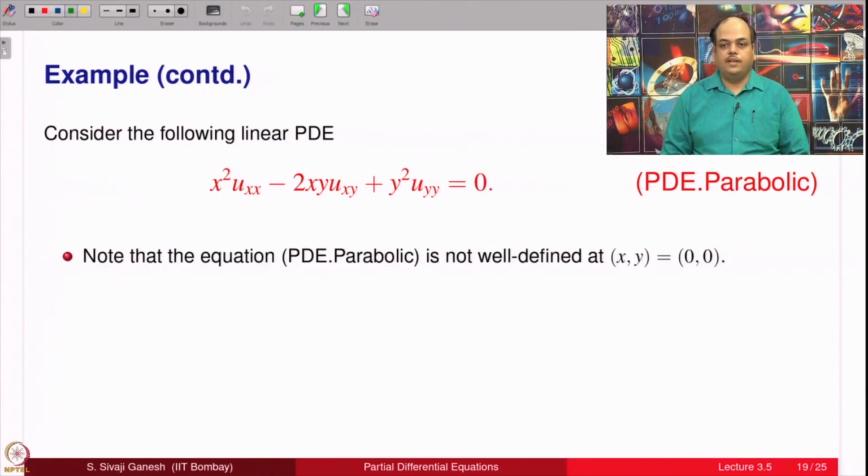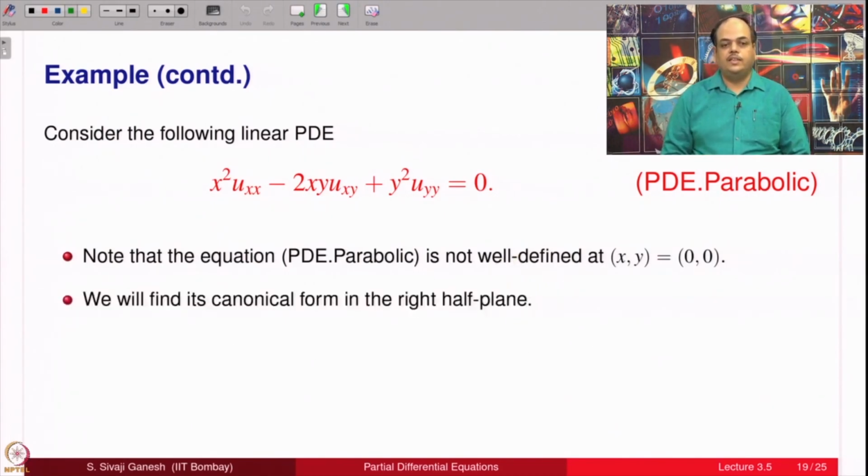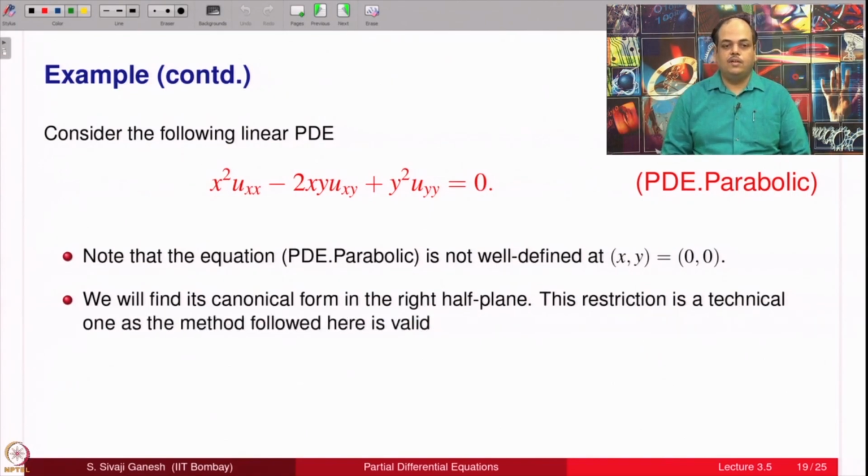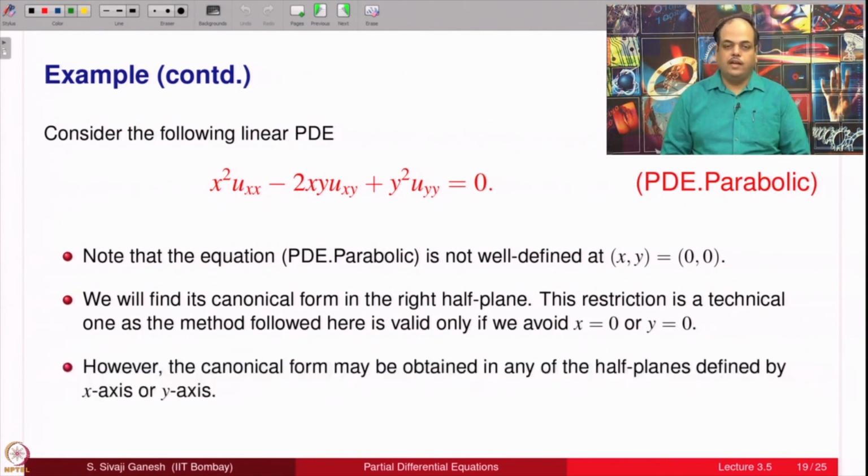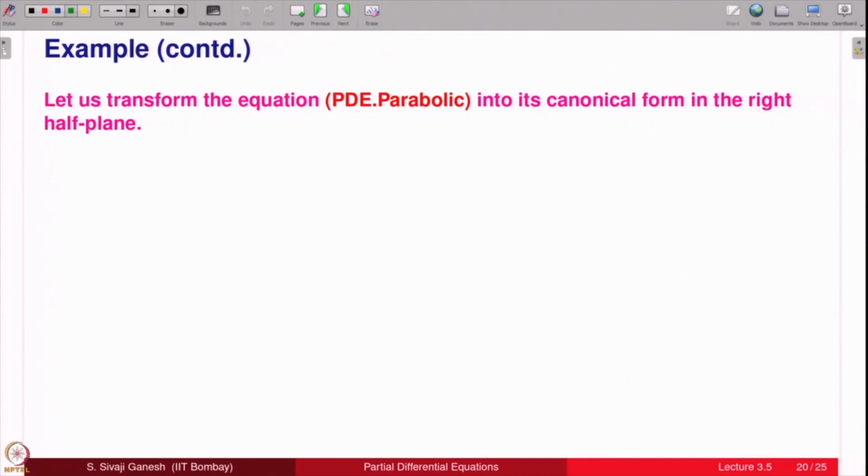This equation is not well defined at 0, 0, xy equal to 0, 0, because A, B, C all vanish. Therefore, we do not want to include such a point in our consideration. So, we will find its canonical form in the right half plane, and this restriction is a technical one as I pointed out, because the method followed here is valid only if we avoid x equal to 0 or y equal to 0. So, canonical form can be found in any of the half planes, not necessarily the right half plane. You can do it in the left half plane, or the upper half plane or lower half plane. So, let us transform the equation into its canonical form in the right half plane.